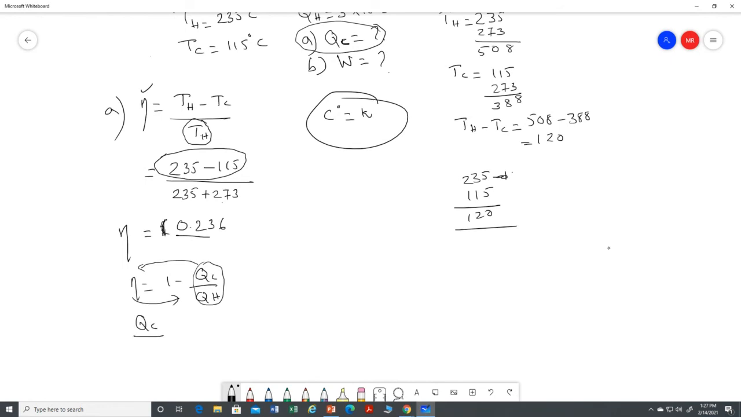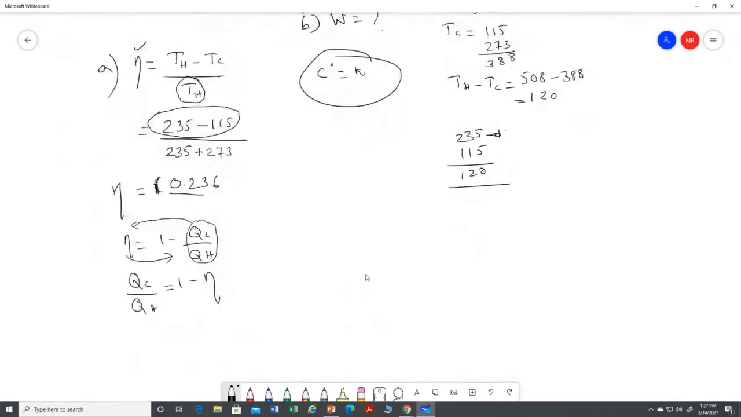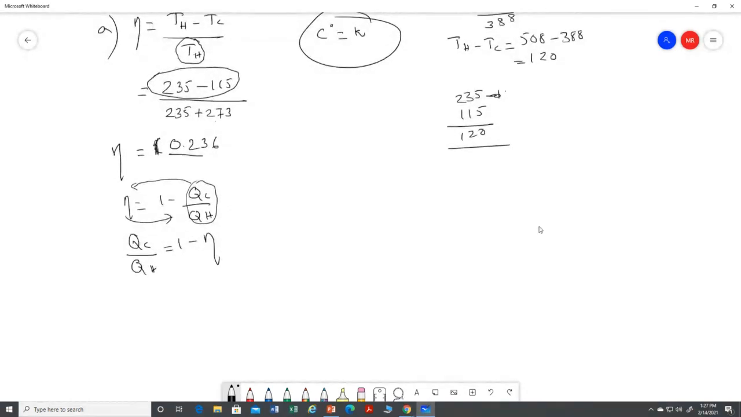Your equation becomes QC over QH, because this negative, when it comes to the left hand side, becomes positive. And when this eta comes to the right hand side, it becomes one minus eta. After I move this, I bring this QH to the right hand side. So you get QC equal to QH multiplied by 1 minus eta.